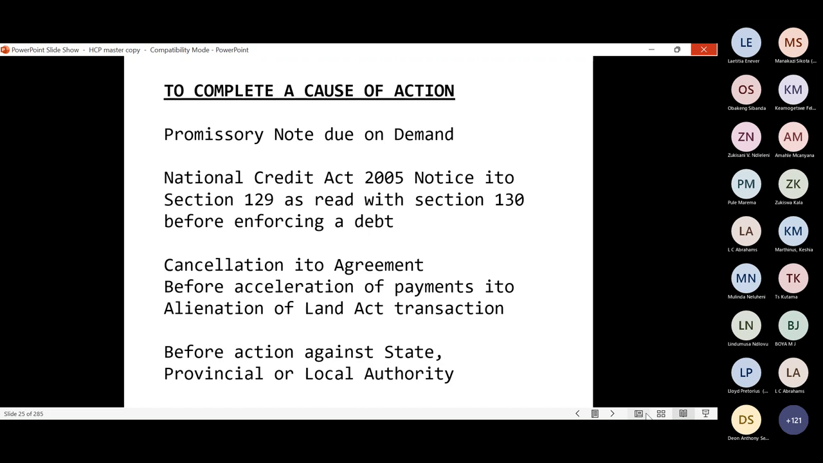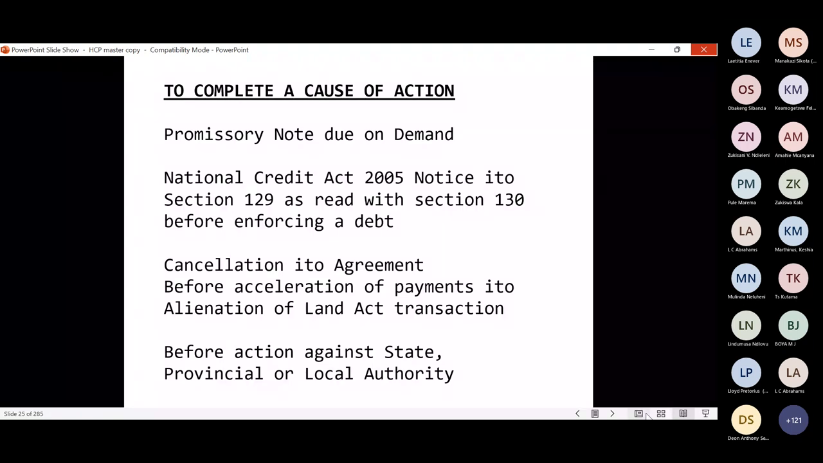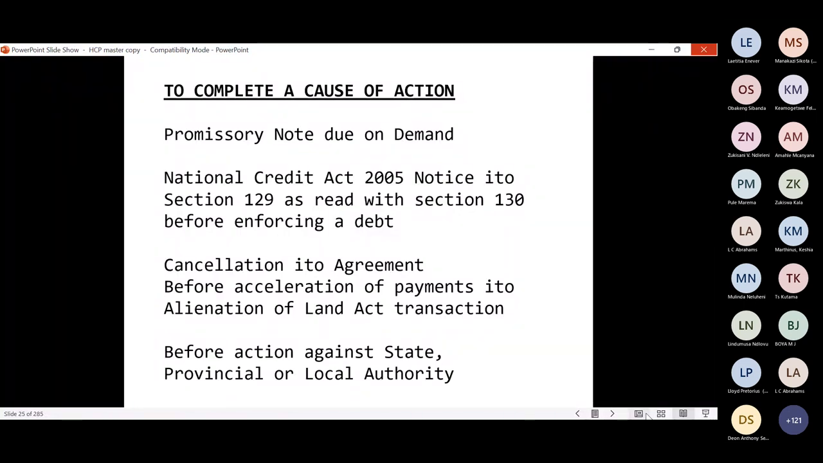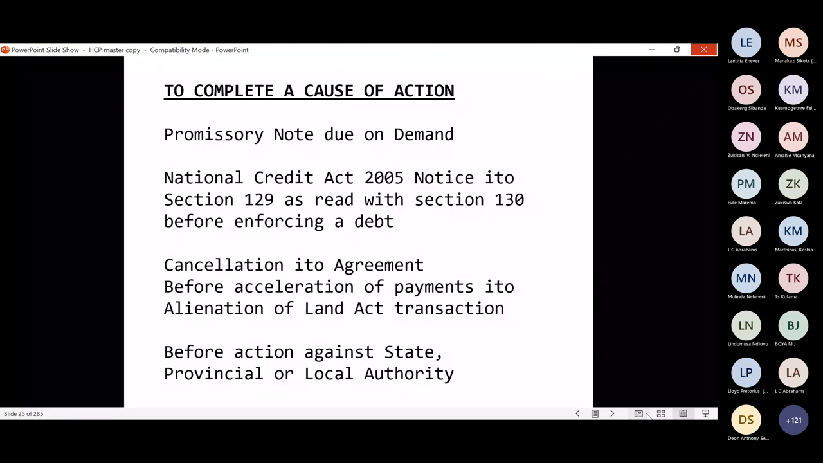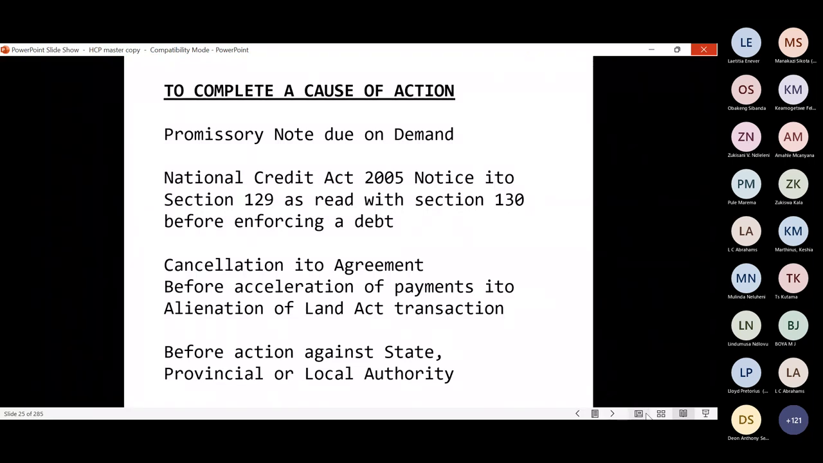Okay. So then, before action against the state, that's also at provincial or local authority level. We're also going to go into depth with that, to complete a cause of action when you must send a letter of demand. Now you will see those acts, the National Credit Act and the act applicable to the state, which is the Institution of Legal Proceedings Against Certain Organs of the State Act.